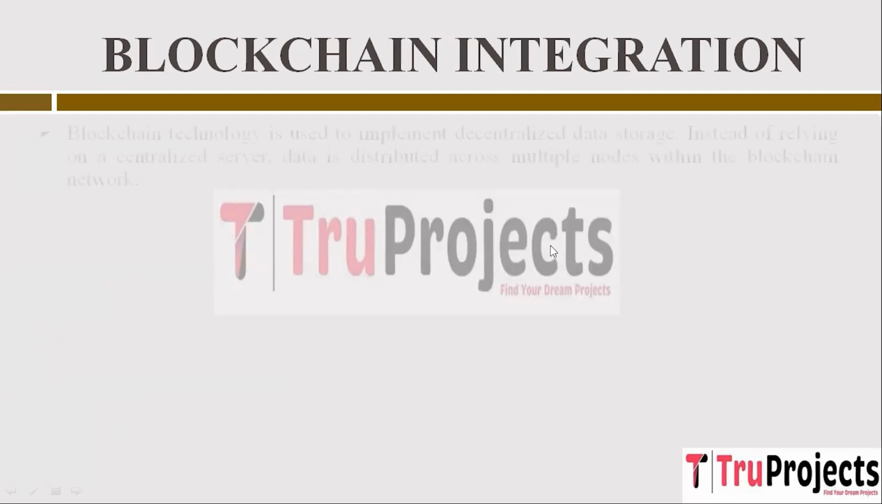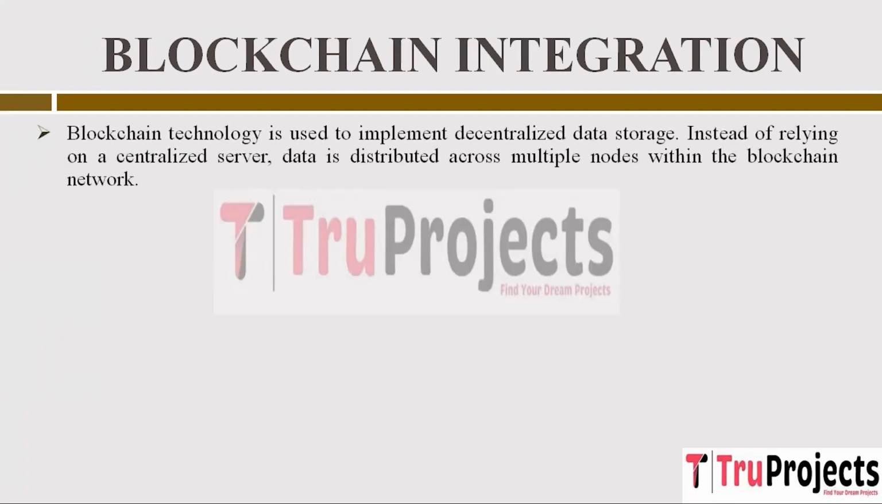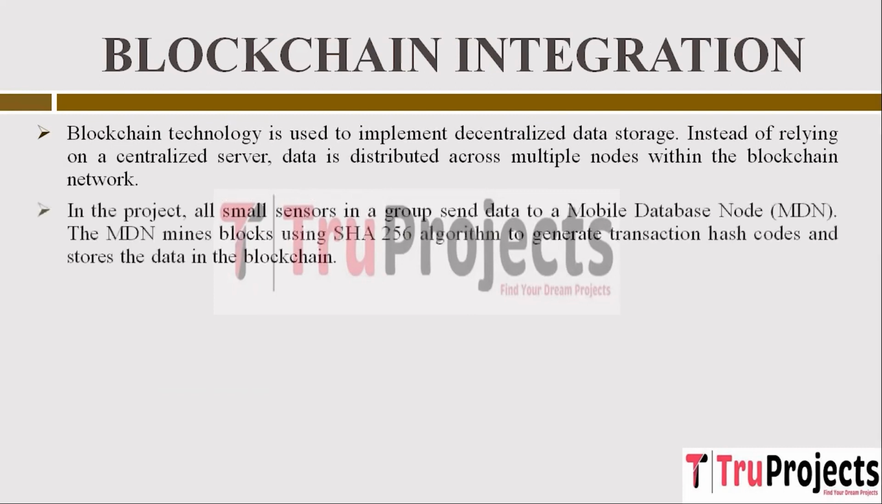Blockchain integration. Instead of relying on a single central server, blockchain technology is used to store data across multiple nodes in a decentralized network. This decentralization enhances data security and availability. In the project, the MDN, that is Mobile Database Node, acts as an intermediary between small sensors and the blockchain. It mines blocks using the SHA-256 algorithm, that is Secure Hash Algorithm 256-bit, generating unique transaction hash codes for data. This ensures data security and integrity.